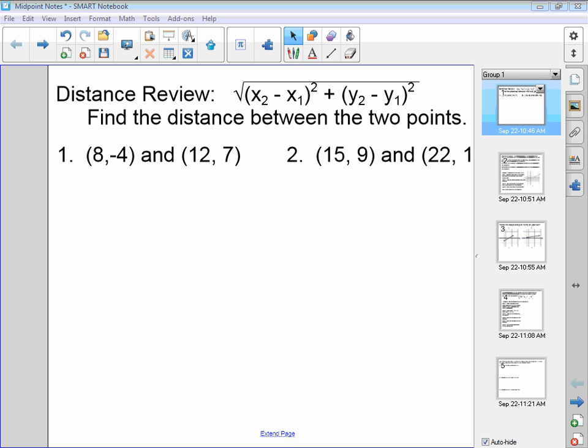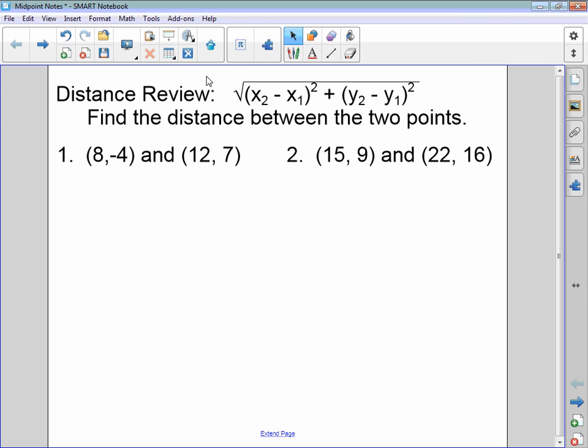So I have a couple practice problems here from review of the distance formula. I'd like you to go ahead and give these a try. Go ahead and pause your video now, and we will have you work through these two problems. When you come back, we will have the examples of how to complete both of them as a group.